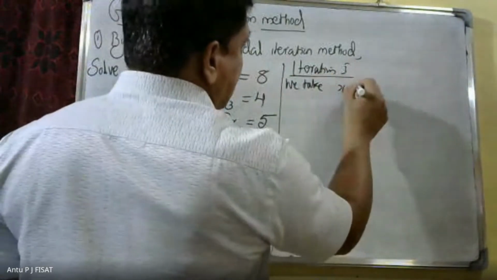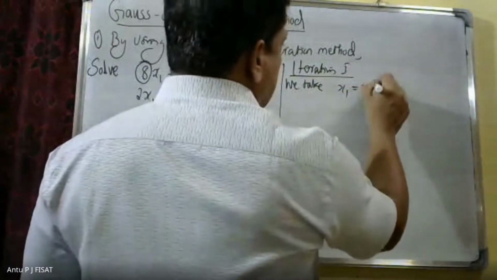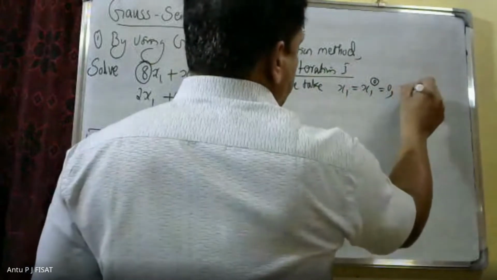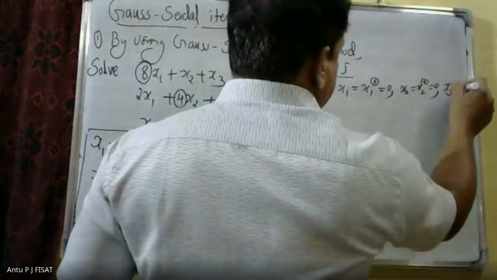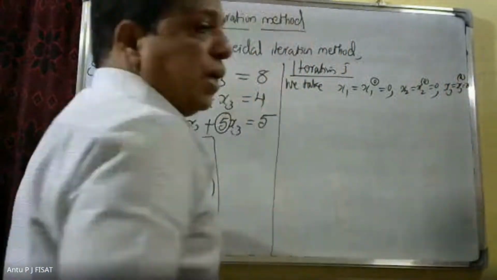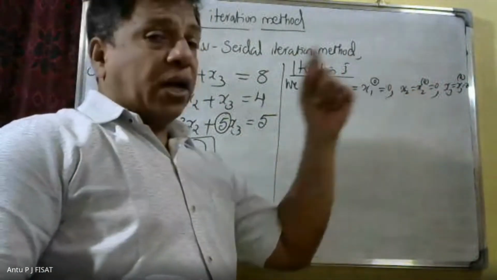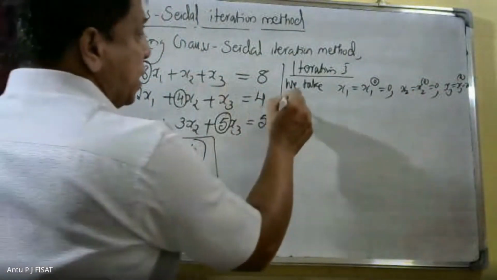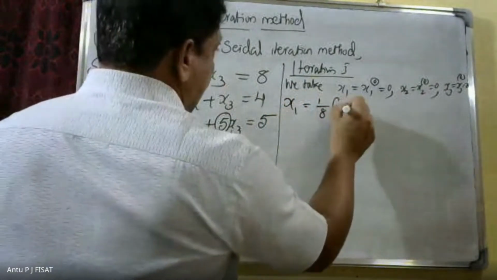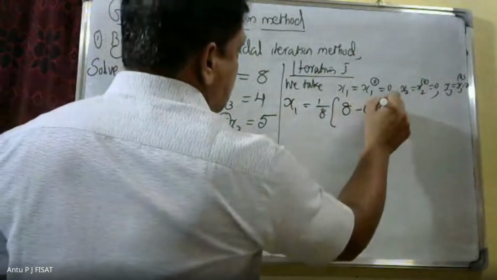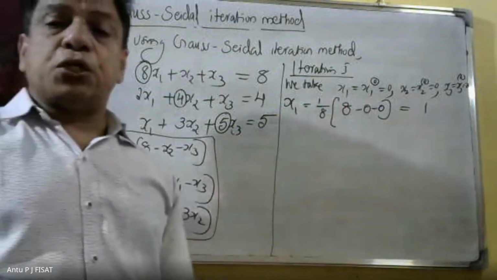x1 raised to 0 is equal to 0, x2 raised to 0 is equal to 0, x3 raised to 0 is equal to 0. We assume x1, x2, x3 are zeros. By using these values, first we find the value of x1. That is 1/8 (8 - 0 - 0), the value will be 1. Therefore, the value of x1 is equal to 1.